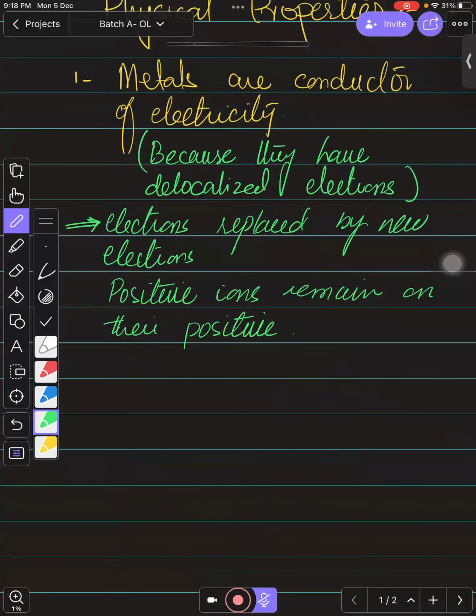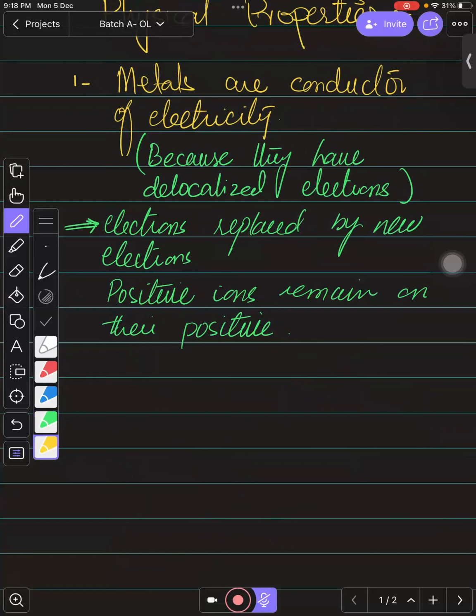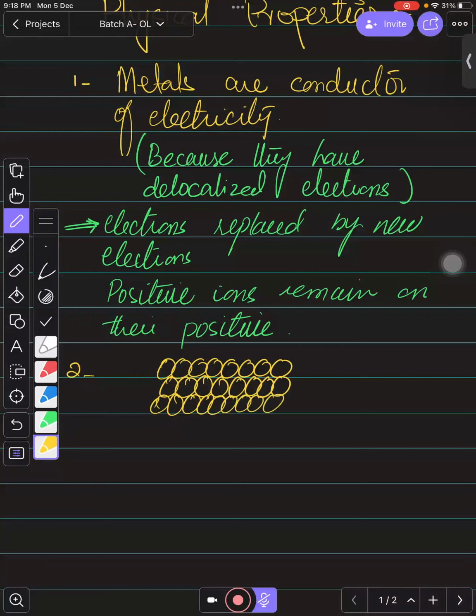Then the second physical property that you need to remember from the structure: metals have a layered structure, right? The atoms in metals are well arranged in layers, as you can see. When you apply a force on them, for suppose you are applying force over here, the layers can slide over each other like this, right?